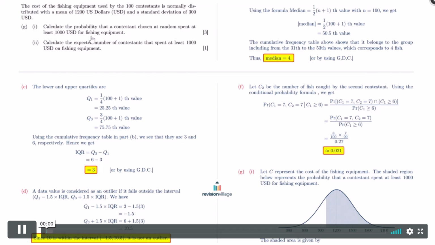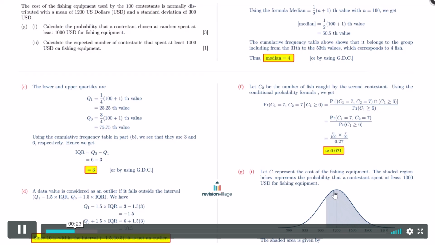Part G has 2 parts, and we now move into normal distribution type questions here. We are told that the cost of the fishing equipment used by the 100 contestants is normally distributed with a mean of $1,200 US, expensive fishing equipment, and a standard deviation of 300 USD. I have summarized that here in this normal distribution curve.